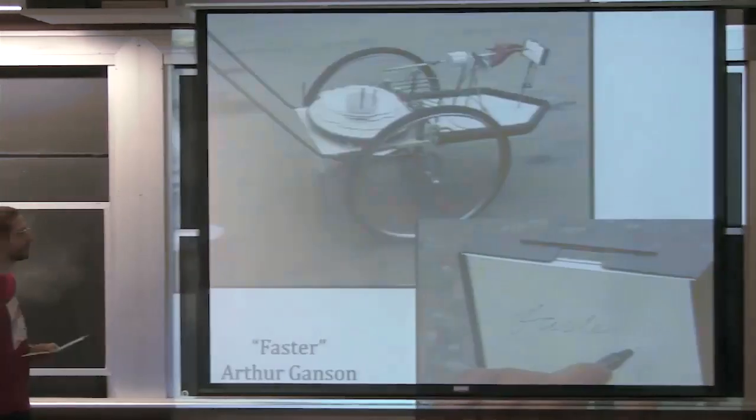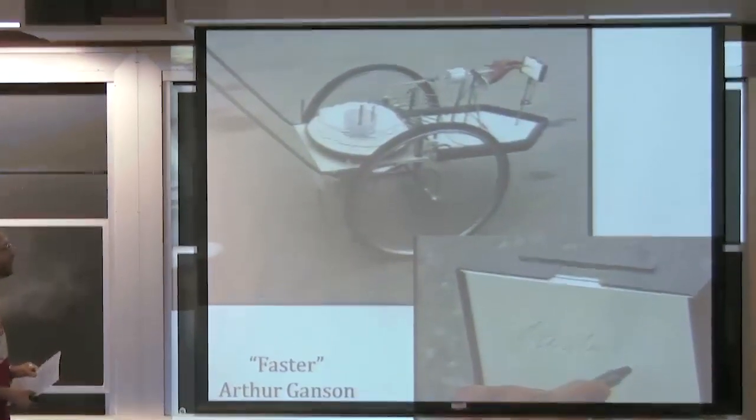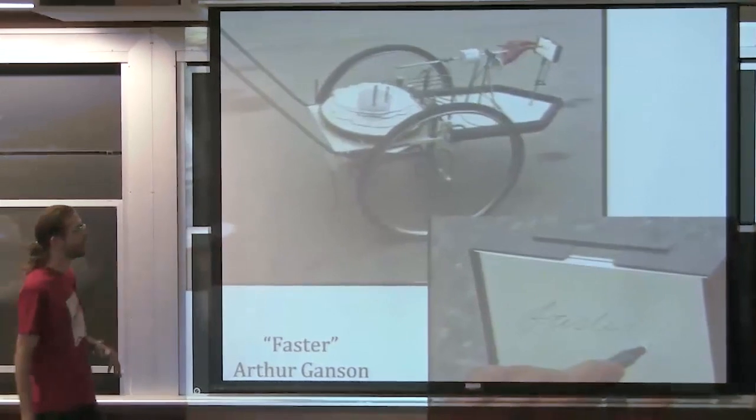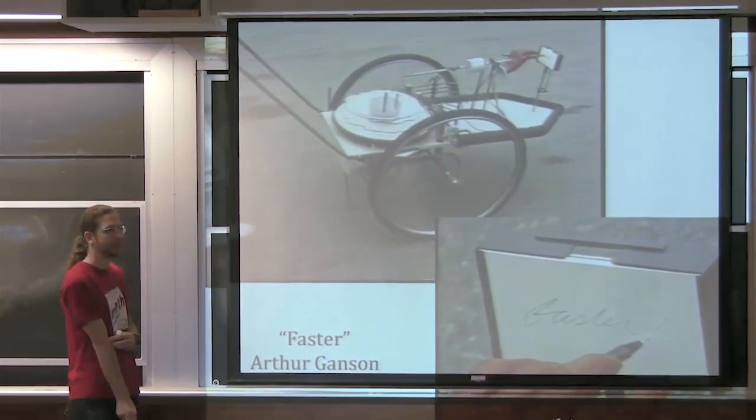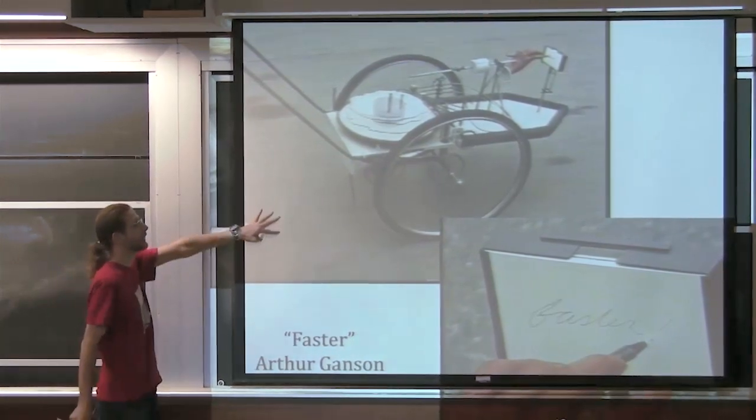Another direction would be to build some kind of sculpture inspired by Kempe. This is one by Arthur Ganson. It's called Faster. And if you've been to the MIT Museum, you may have seen it. Sometimes it's out, although I've never seen it running. But there's a video of it online if you want to check it out.